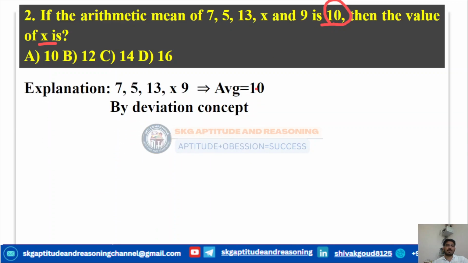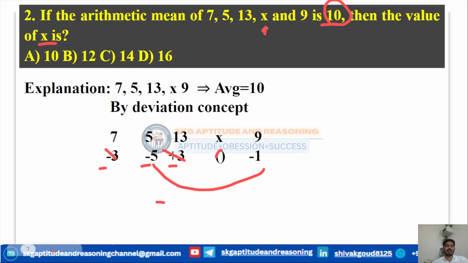By using the deviation concept, we need to compare 10 with 7, 10 with 5, 10 with 13, 10 with x, and 10 with 9. Likewise, we need to find the value of x here. If I compare 10 with 7, it is lesser by minus 3, then minus 5, and it is greater by plus 3. We don't know how much for x; if we knew the value of x, we would know how much it is greater or lesser. And for 9 it is lesser by minus 1. Here plus 3 and minus 3 get cancelled. If we add the remaining values, I am getting minus 6 as extra here.